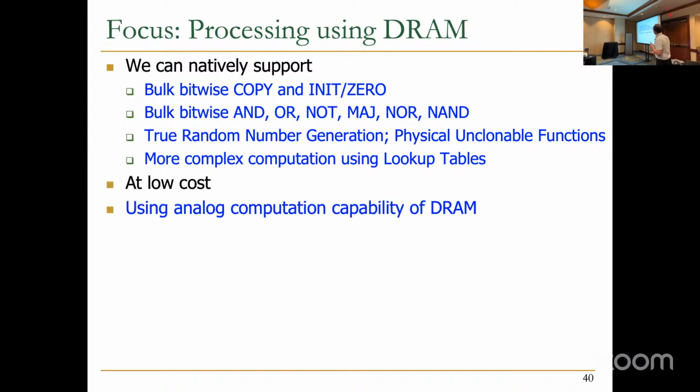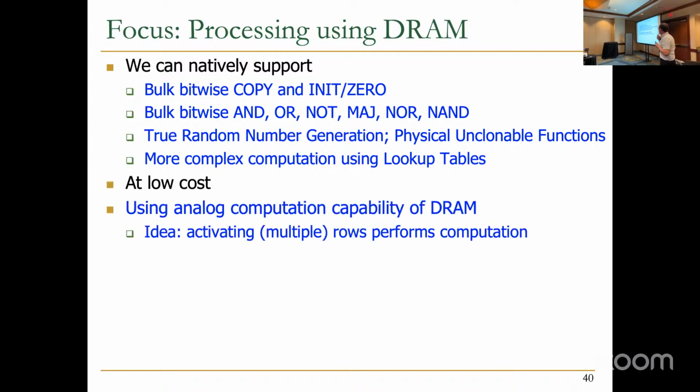At low cost, as I already said, the idea is that activating multiple rows concurrently performs computation. In sequence, it performs data copying and initialization. And it turns out these are possible even in commodity off-the-shelf chips. Basically, without modifying existing DRAM chips, which are not designed for this purpose, by violating the timing parameters, we can get almost all of these functions. Actually, all of the top functions here.